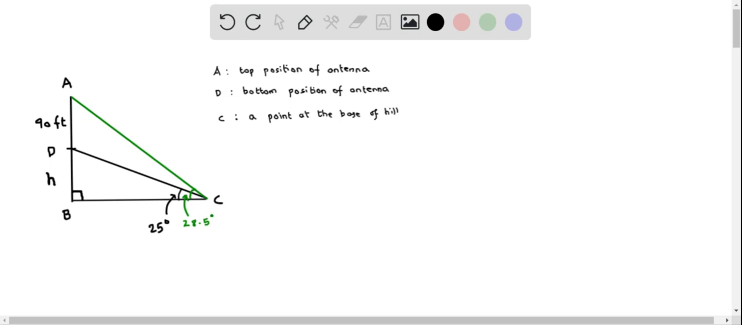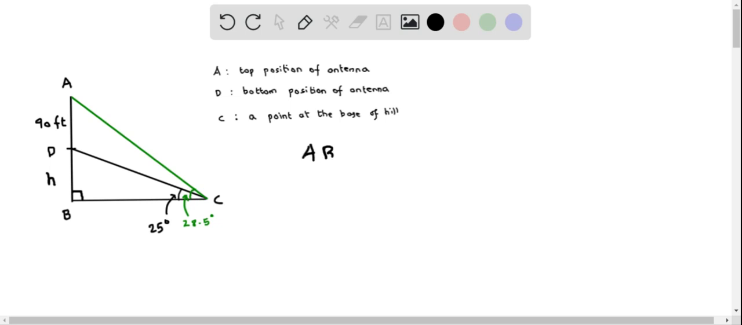And from a point at the base of the hill, that is from point C, the angles of elevation to the top and bottom of the antenna are given: for the top it is 28.5 degrees, and for the bottom position the angle of elevation is 25 degrees. Also the antenna is 90 feet tall. And so let's first consider the right triangle ABC.